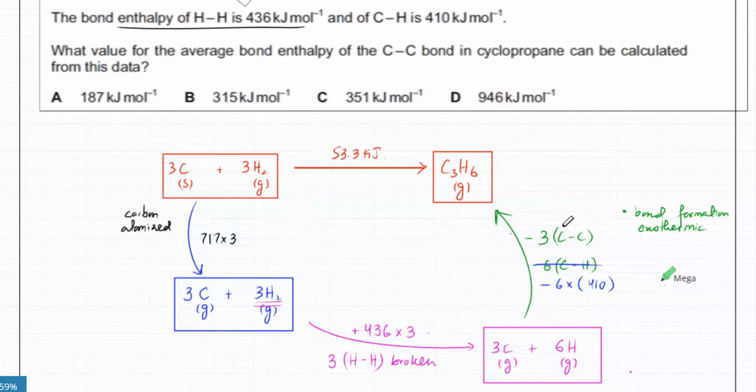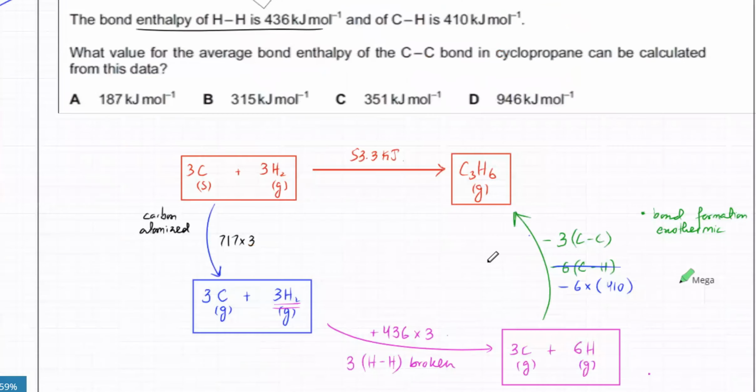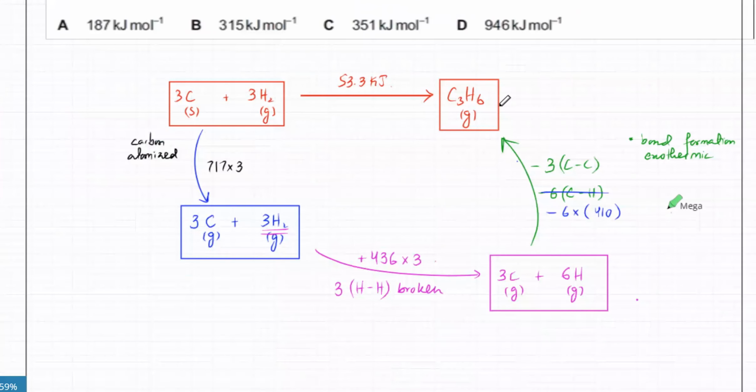The only thing that's not given is the CC bond energy, and he's asking you to calculate the average bond enthalpy of the CC bond. So I'm going to repeat everything. He gave me the enthalpy of formation of cyclopropane, which is C3H6. So 1 mole of compound is formed from its constituent elements. The value was given 53.3. Then he told me the value for the atomization of carbon. So I just did that. I atomized carbon, turned it into gas, and this value was 717 times 3.